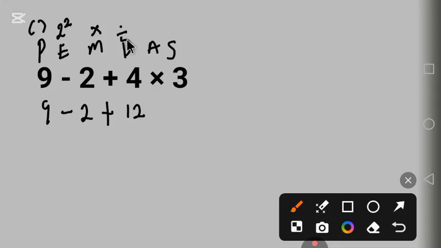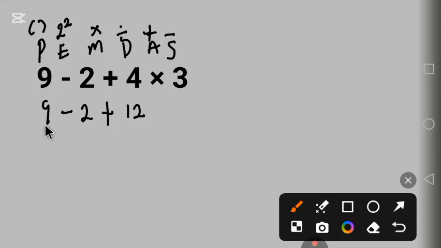Next is addition and subtraction. They are in the last level, the same level of operation. We begin solving from left to right. Looking at this question, subtraction came first. So we are going to do that one because we look at it from left to right and we see subtraction first. So we are going to do the subtraction first before we do the addition.